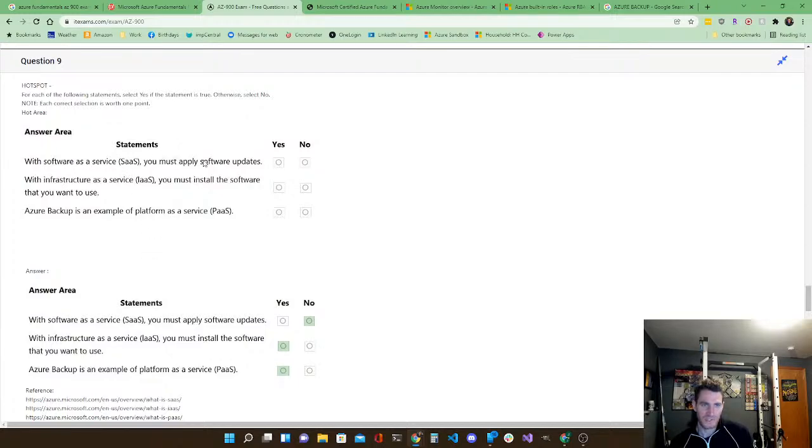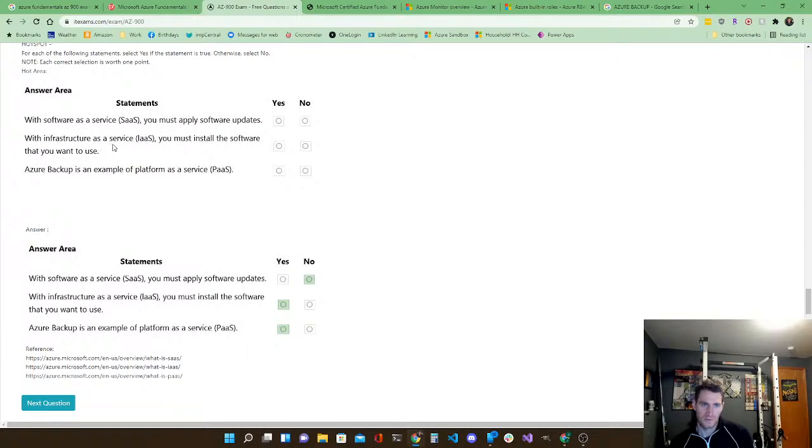With software as a service, you must apply software. Apparently, no, you don't have to. Even though I think I remember the documentation. I don't know if that was Dynamics. It was Dynamics that said that you have to apply updates. With infrastructure, you must install the software that you want to use. Yes. What? Doesn't make any sense.